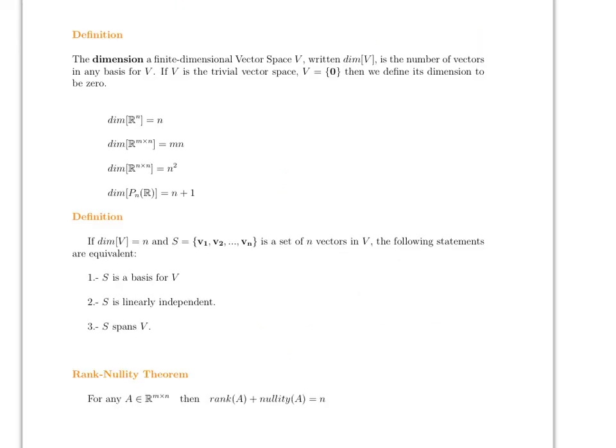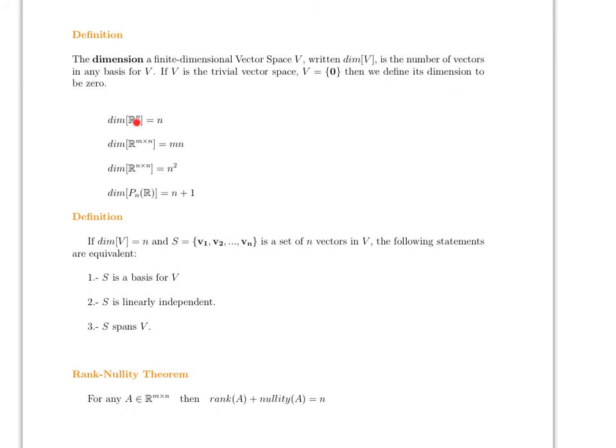Okay, now let's look at the following definition. The dimension of a vector space V, which is denoted by dim V, is the number of vectors in any basis for V. Notice that it says any basis, which means that a vector space can have more than one basis. If V is the trivial vector space, which only has the zero vector inside, then we say that the dimension of that is equal to 0.